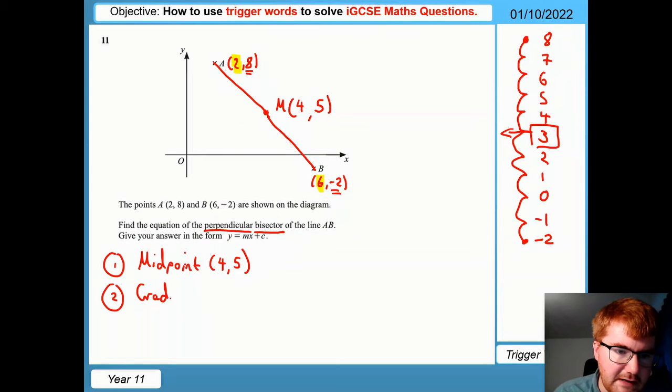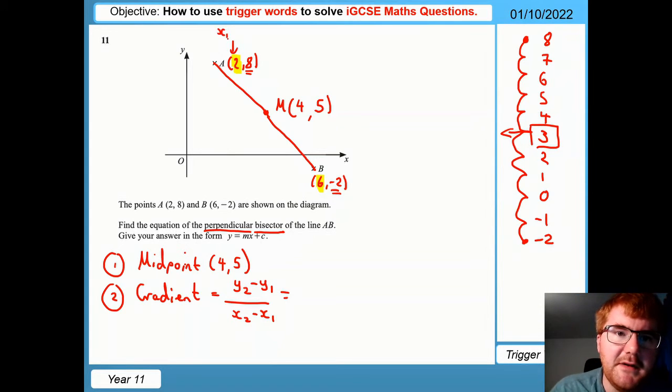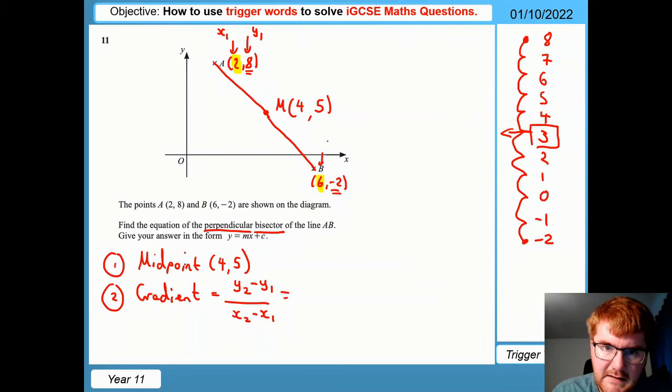So I want to find the gradient between the 2 points. Again, there is a formula for this. So we have y2 minus y1 over x2 minus x1. Now, what do these things actually mean? Well, let's take this. It's going to be our first point. Again, as long as we're consistent, that's the most important thing. This will be our x1. This will be our y1. Here, this will be our x2. This will be our y2.